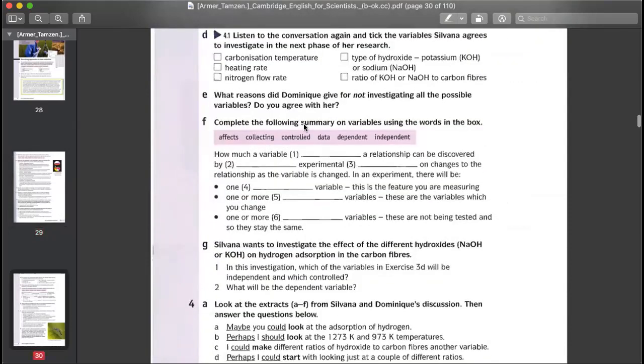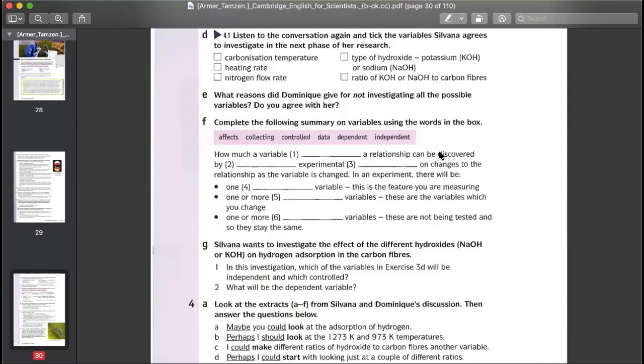3F, here we have: complete the following summary on variables using the words in the box. Here we have effects, collecting, controlled, data, dependent, independent. So here you will fill in the blanks. How much a variable... here we need what? We need a verb. I am giving you hints, you give me a verb here.